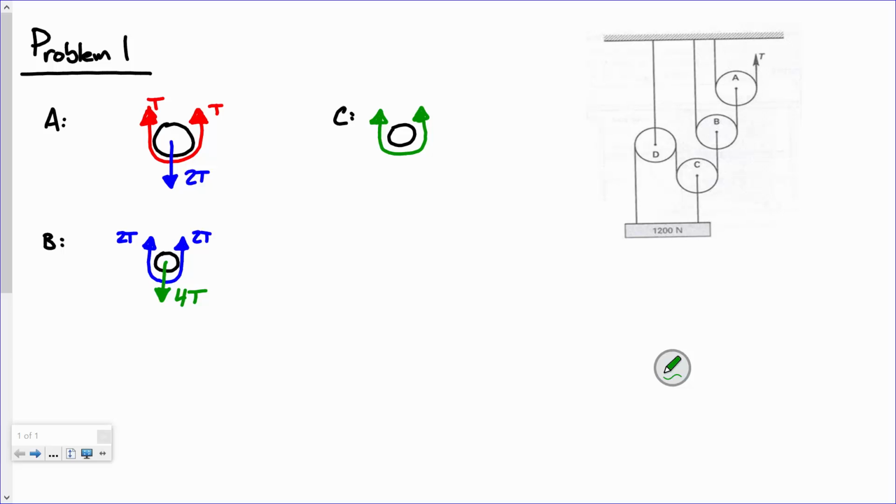What's the tension in C going to be, that rope? 4T. So this is 8T. And if we look at D, now you tell me, here's the wheel. The rope that is going around D, what's the tension in that rope? Well, no, think about it. This rope here, this is the 8T.